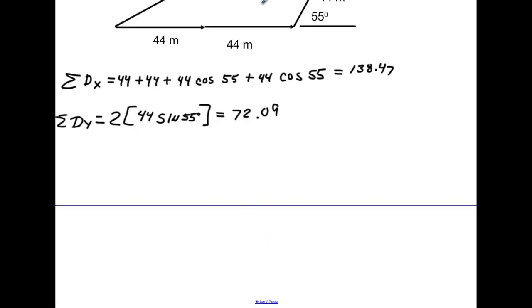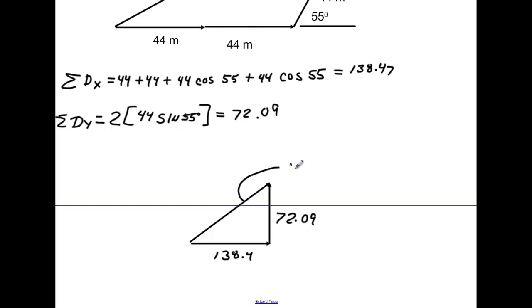So now all we have to do is draw our vectors. I have one coming, oops, let me grab a vector, sorry. I have one coming 138.47 along the horizontal. I have one coming up at 72.09. We're looking for this hypotenuse. So go ahead and label this 72.09, 138.47. The resultant has got to be the square root of both of those.